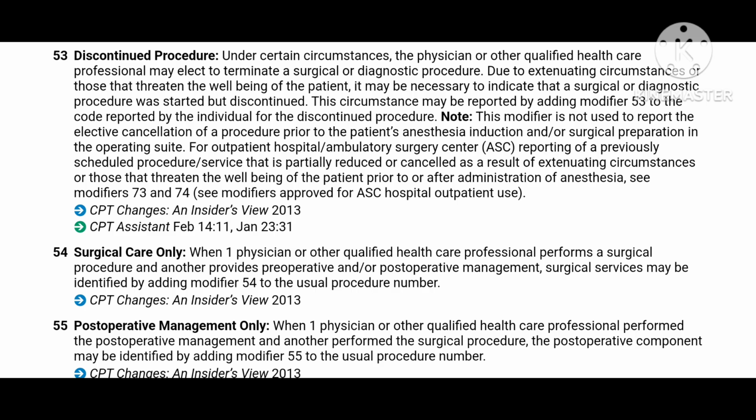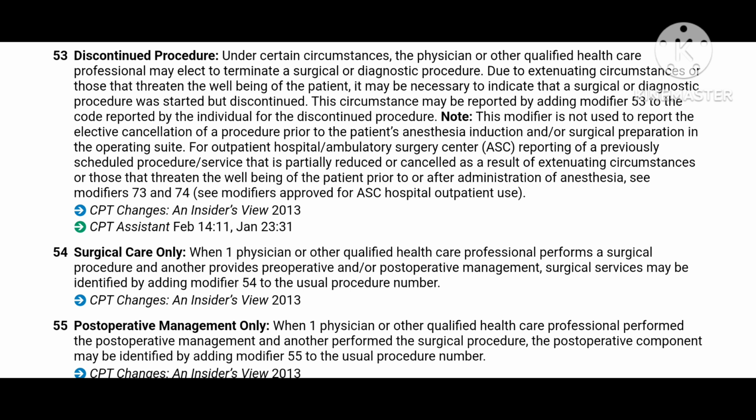Next is 54, 55 and 56, which are related to surgery. I told you before, whenever a surgery is done, there will be some things covered under the surgery, like preoperative evaluation of the patient and the day of surgery, and after the surgery one postoperative evaluation is also covered under the surgical care. But sometimes the doctor who is doing the surgery would not have seen the patient before the surgery and after the surgery. He is just providing the surgical care, no preoperative care, no postoperative care. Then you can use modifier 54 with the surgery code to say that the doctor has given only the surgical care.